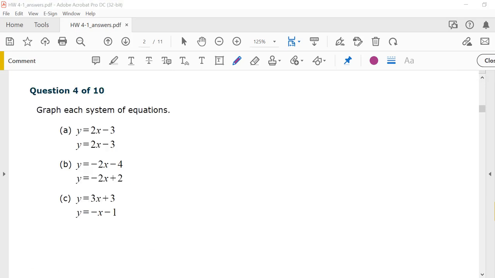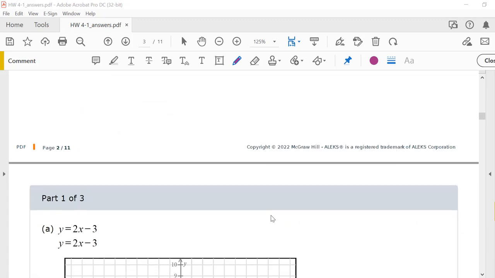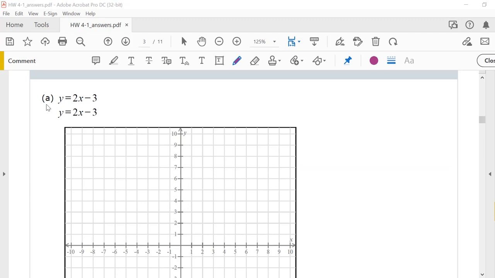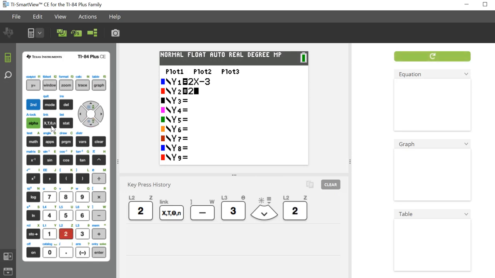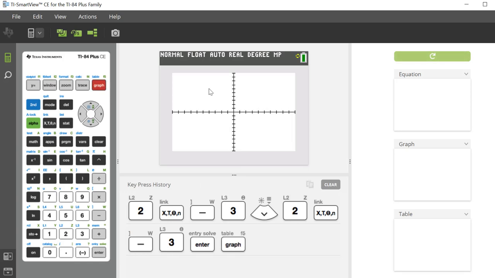Question 4. Graph each system of equations. And there are 3 systems we're going to graph. So for the first one, both equations are the same. You have y equals 2x minus 3 and y equals 2x minus 3. If you were to plot it on your calculator, 2x minus 3, and the red one is 2x minus 3, hit graph. There's the blue one, there's the red one. The red one is on top of the blue one because they are the same equations.